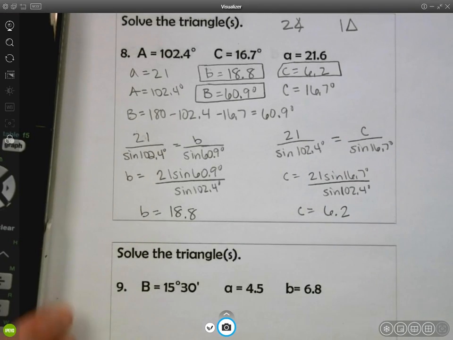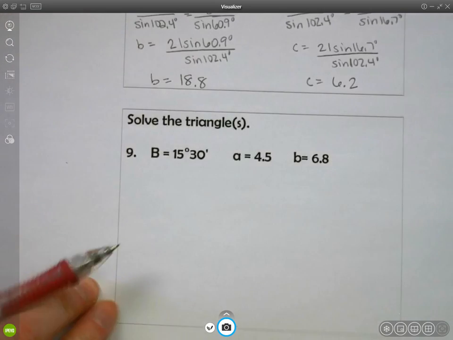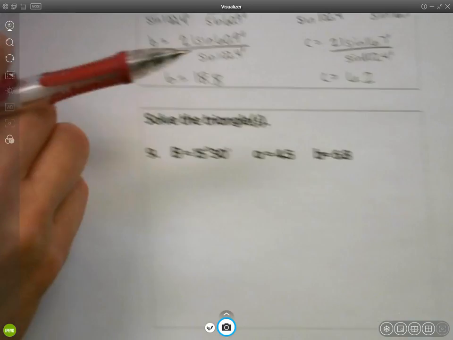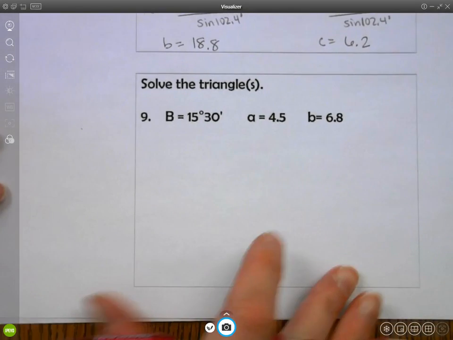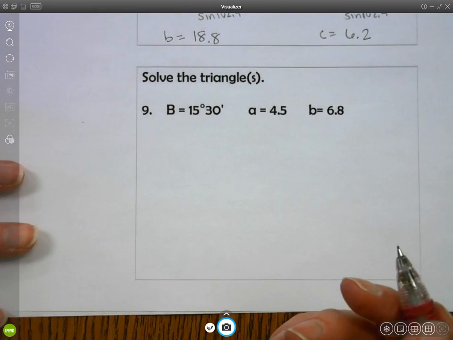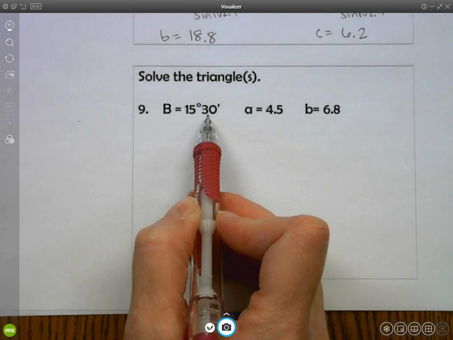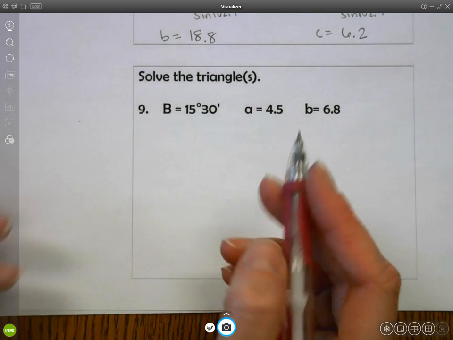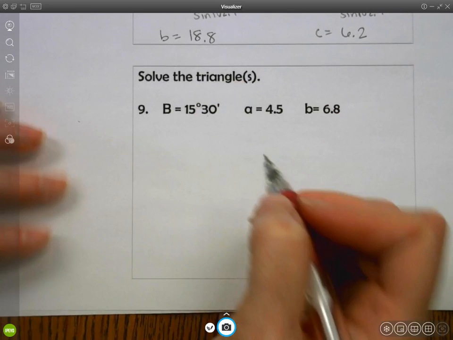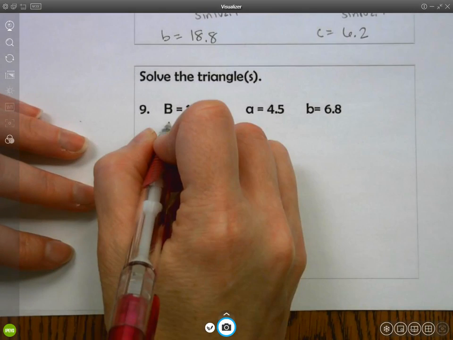Alright, so number 9. Number 9 looks like it's going to be harder, but we're using a calculator, so it's really not. But you have the degrees and minutes, but those are just buttons in your calculator, but also 30 is half of a full degree, like 30 minutes is half a degree, so if you want to call that 15.5, you could do that also. Alright, so to start with, you're only given one angle, so you have to look at your angle, and your angle is acute, so it's case 1.